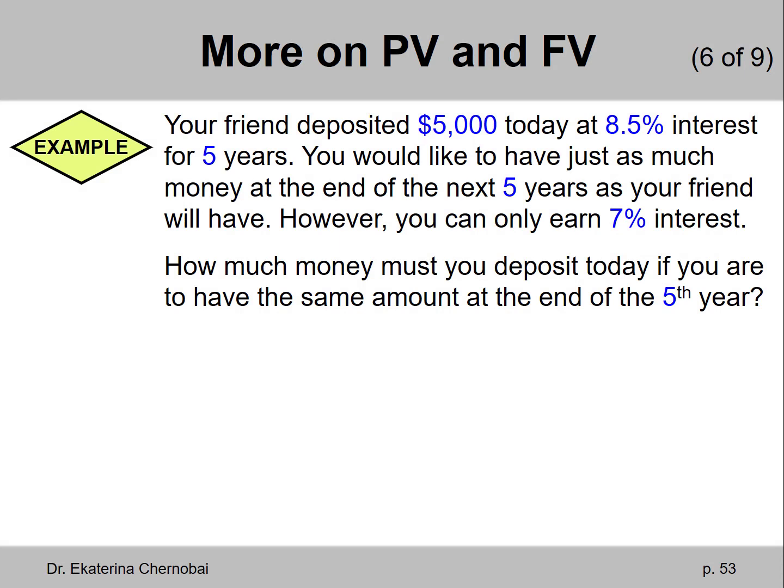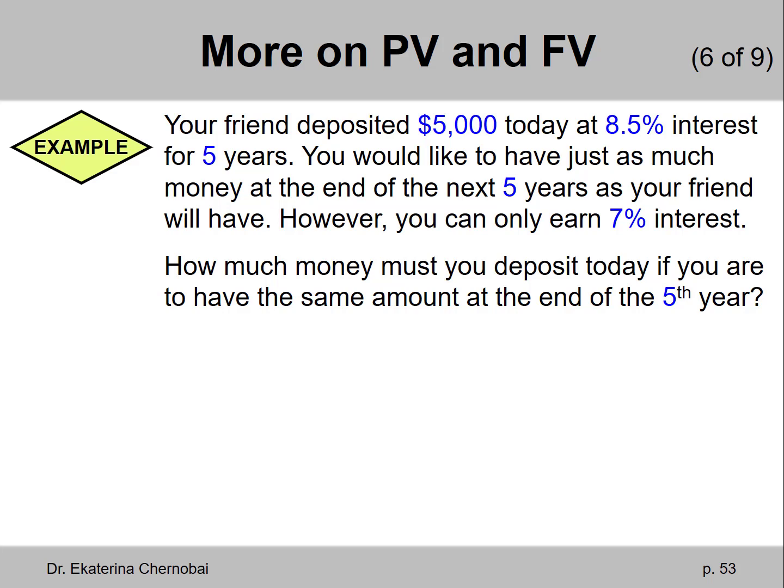Example, your friend deposited $5,000 today at 8.5% interest for 5 years. You would like to have just as much money at the end of the next 5 years as your friend will have. However, you can only earn 7% interest. How much money must you deposit today if you are to have the same amount at the end of the 5th year? A lot of things going on here, right?